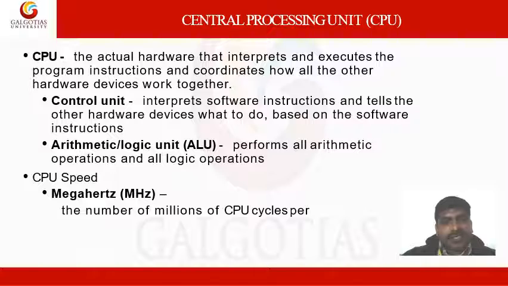Then CPU speed. In the traditional period they used megahertz speed. In 1990, system speed was only in megahertz, the number of millions of CPU cycles per second. Nowadays we are using gigahertz speed, and on the server side we are using terahertz speed.